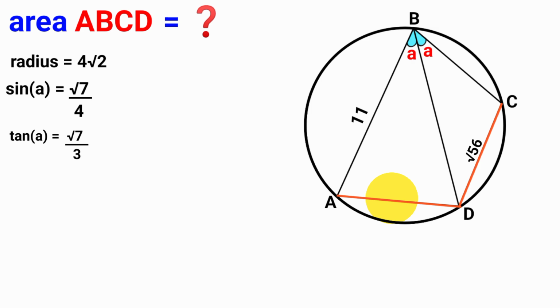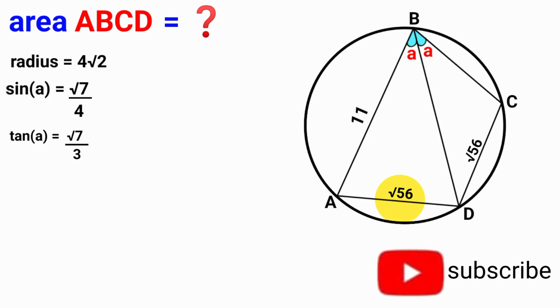They both subtend angle A to the circumference. We know in any circle, chords subtending angles of the same size to the circumference are equal in length. That is, this chord AD and this chord CD are equal in length. So since the length of chord CD is root 56, that means this chord is also root 56 units in length. Now look at this chord BC.